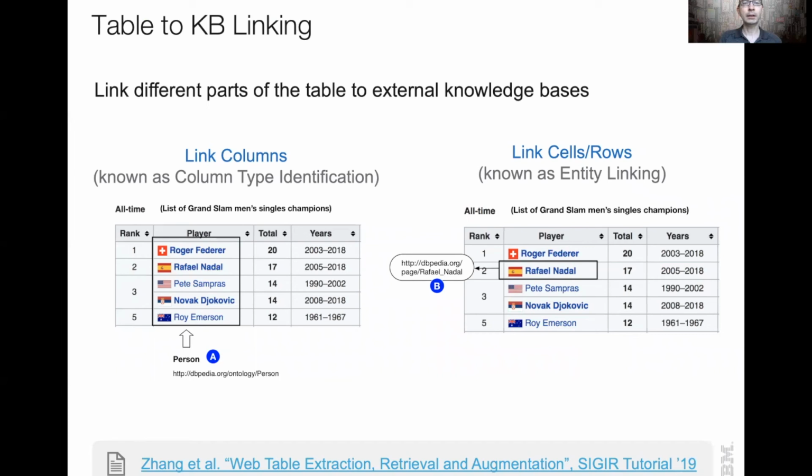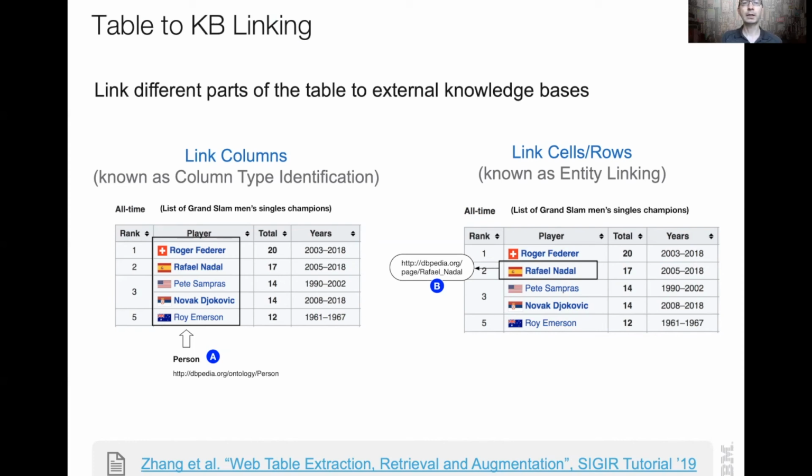The first one has to do with linking columns by using the knowledge base to identify the type of the column. And this is also why it's commonly referred to as column type identification. For instance, in this example that shows information about tennis players, we would like to use the knowledge base to identify that the player column is of type person.